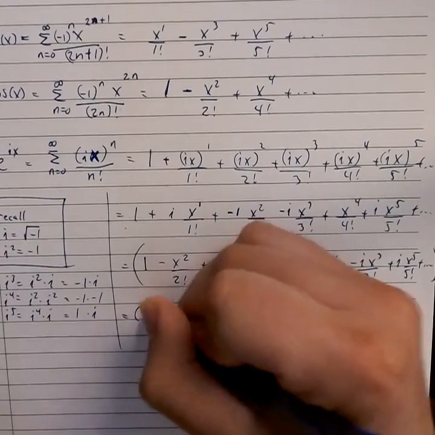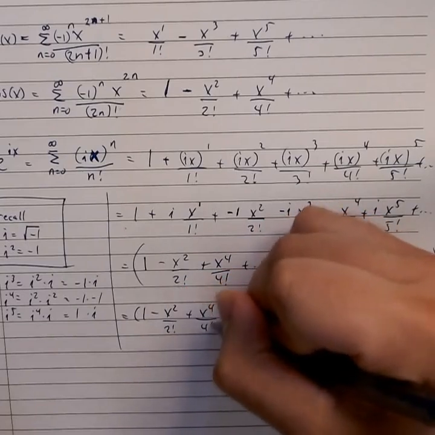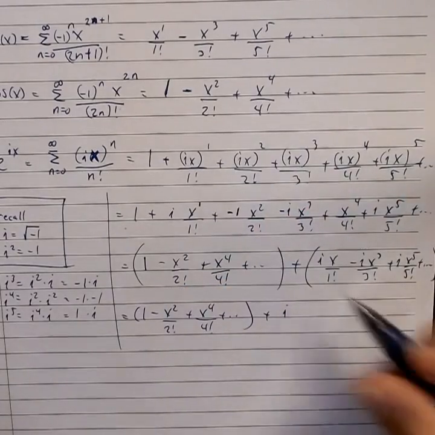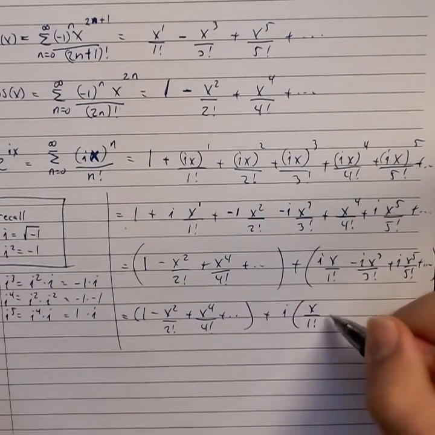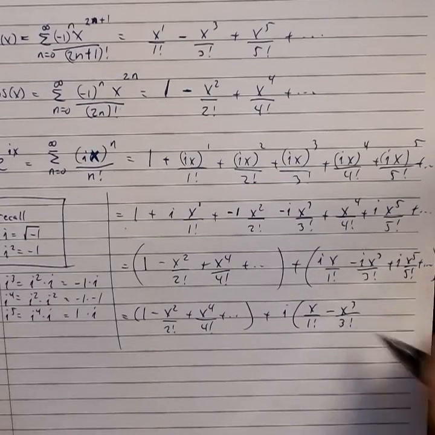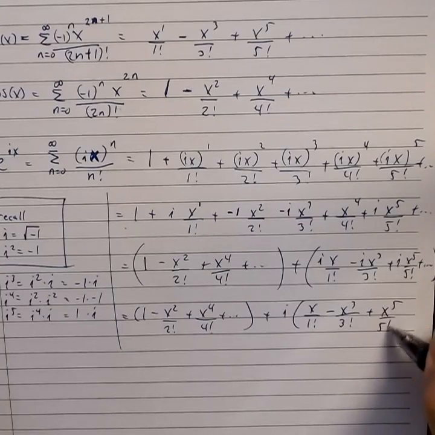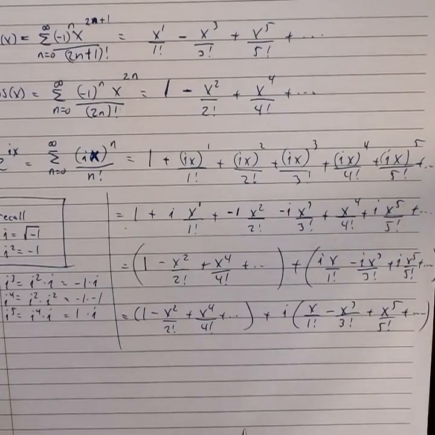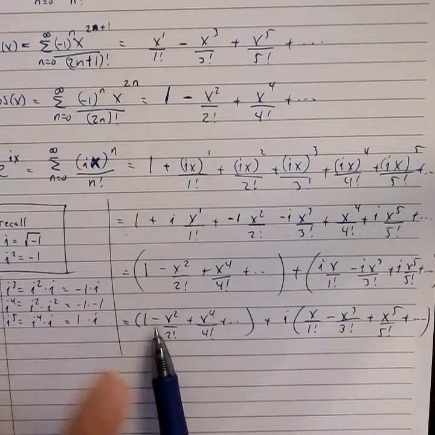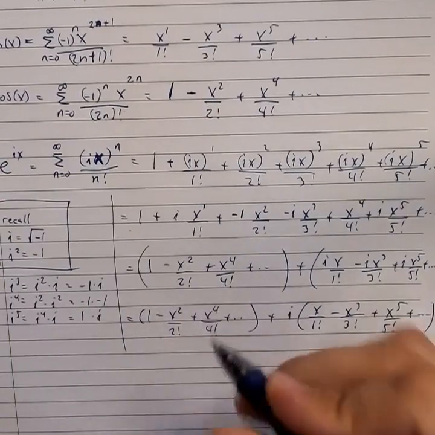Right? So here that's going to be 1 minus x squared over 2 factorial, plus x to the fourth over 4 factorial, plus dot dot dot, plus i times, factored out of all of these, x over 1 factorial, minus x to the 3 over 3 factorial, plus x to the 5 over 5 factorial, plus dot dot dot. But notice, this is exactly cosine of x. Now the signs match, right?